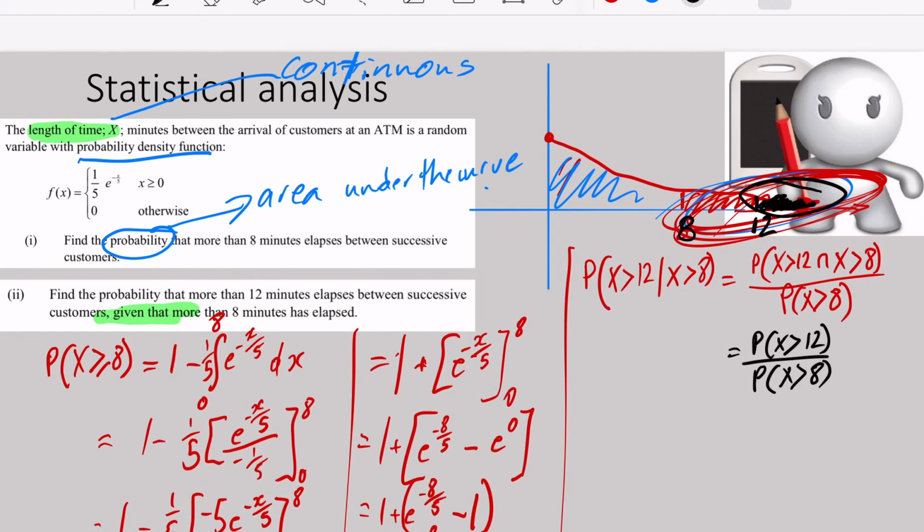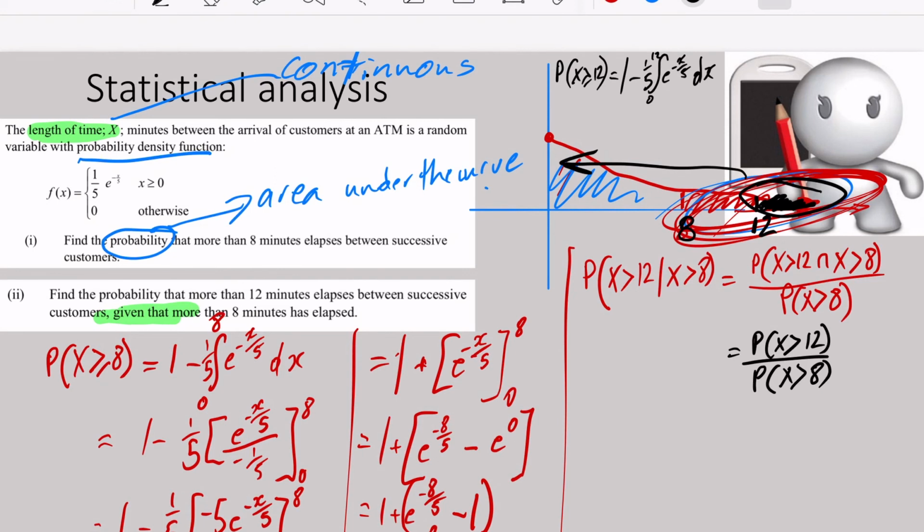Now, if I want to calculate the probability that x is greater than 12, I'm going to do exactly the same thing. So the probability that x is greater than 12, or even greater than or equal to 12, there's no difference between the signs over here. It's going to be exactly the same working out. So it's going to be 1 minus a fifth, so I'm going to be calculating this area over here of the integral of e to the power of negative x on 5 with respect to x from 0 to 12.